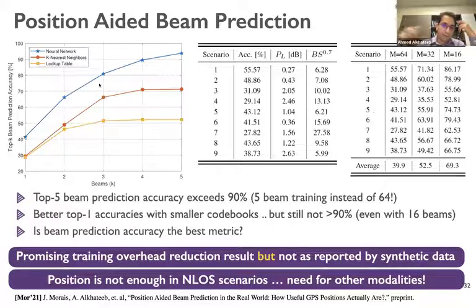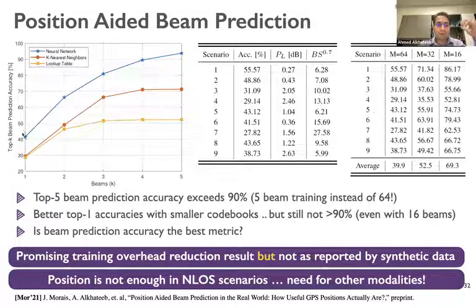Now, in the data we also have the exhaustive search beam training, so we have the ground truth, and we can evaluate the system based on this ground truth data. What we show is that using this realistic GPS position, if we just look at top-1, what's the probability that the first beam predicted by the machine learning model is the right beam?